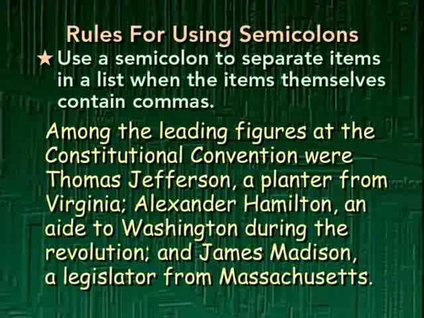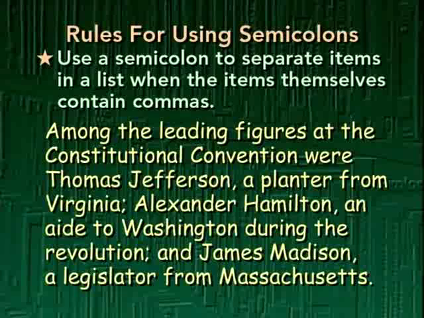Among the leading figures at the Constitutional Convention were Thomas Jefferson, a planter from Virginia; Alexander Hamilton, an aide to Washington during the Revolution; and James Madison, a legislator from Massachusetts. Now, this is a long and fairly complicated sentence, but the key to understanding it is to realize that it is built around a list of three different people: Thomas Jefferson, Alexander Hamilton, and James Madison. And each of those three people is described using a modifying or explanatory phrase, which, for clarity's sake, has been separated off by a comma.